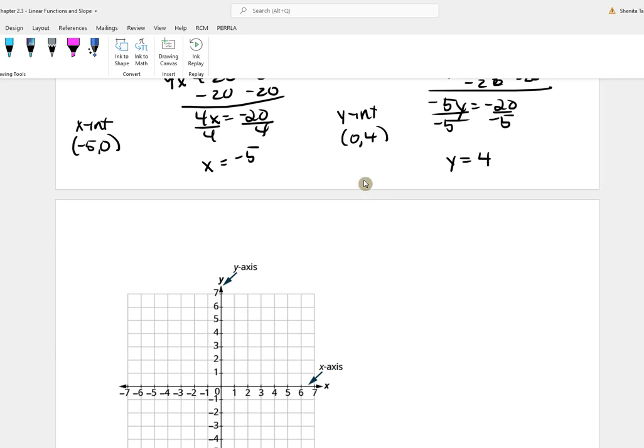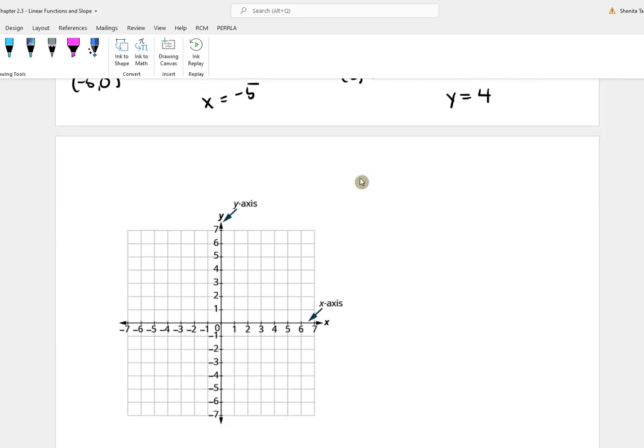Alright, so let's go ahead and graph this. The first point is negative 5, 0, which is a point here. And then the next point is 0, 4, which is a point here. Points fall in a straight line. Go ahead and draw your graph.